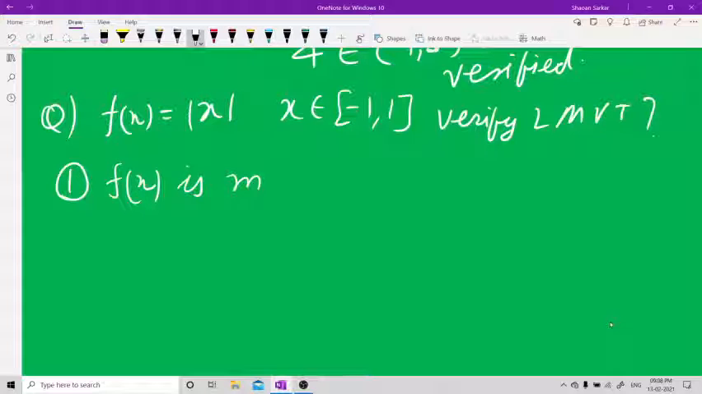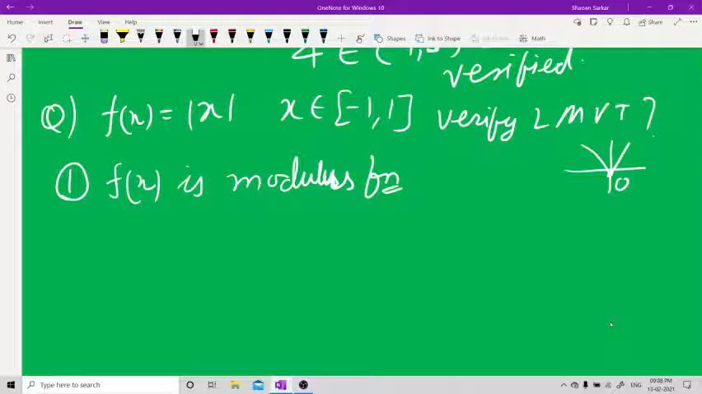f(x) is a modulus function, and you know the graph of this. You know what |x| is, the graph is like this, with a corner at 0. So the modulus function is continuous on [−1, 1].